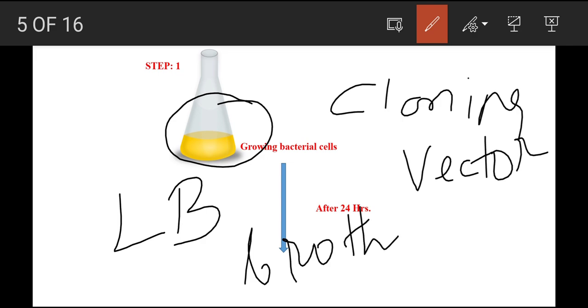Luria Bertani broth is recommended for growing cells, particularly for DNA based studies, right? If you are going for isolation of DNA or for quantification of DNA, or in a simple way, for growing cells particularly for DNA based studies, we can grow them in LB medium, right?